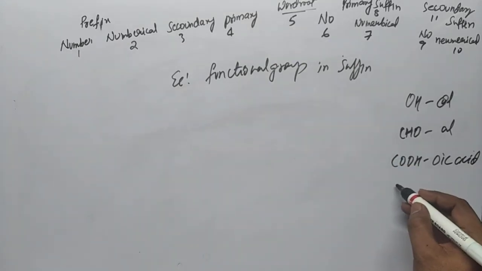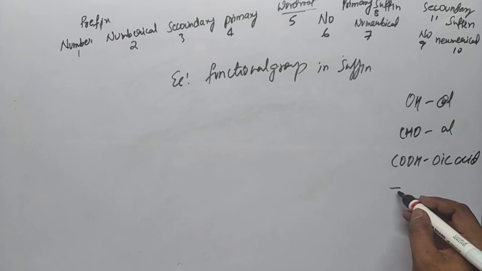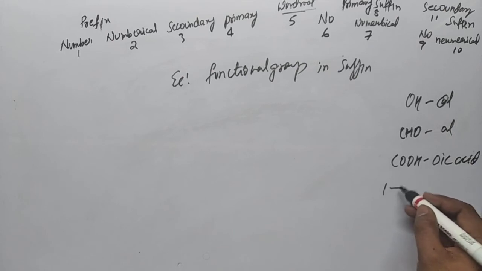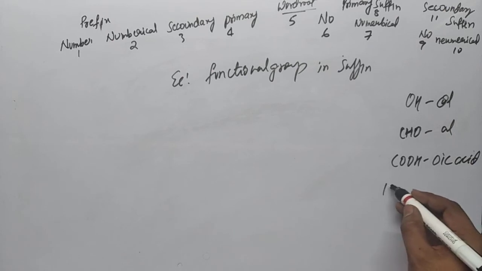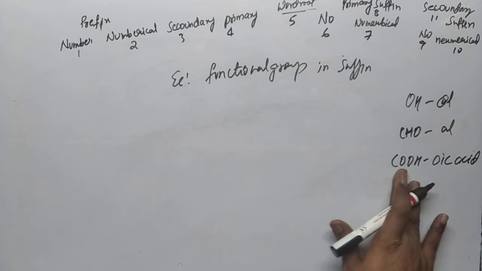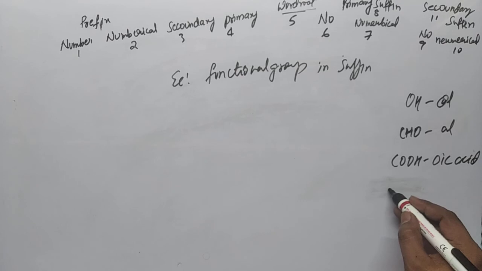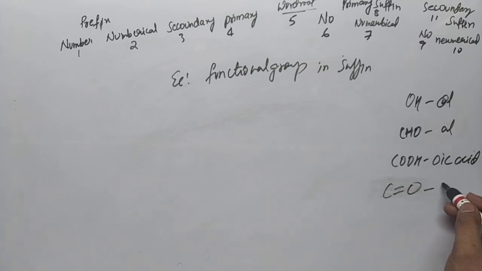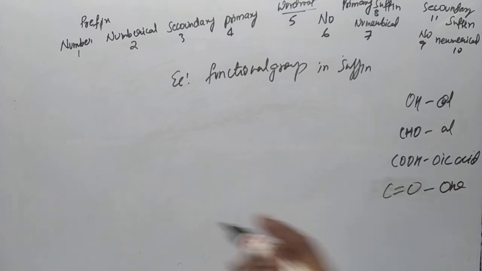Ketone. So what is the formula for the ketone? R on both sides, with the oxygen in the middle. That is the formula for the ketone. So if a ketone is there in the suffix, we will be writing ONE. I'm just writing an example here.